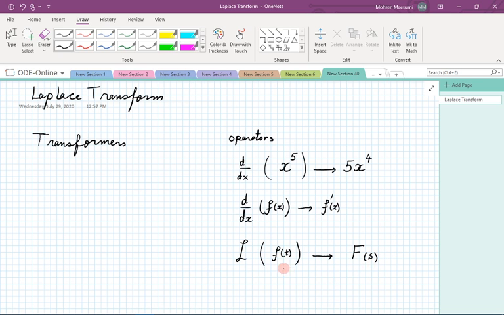It's going to be our customary notation that we are going to start with a lowercase letter here, and after the transform we are going to use the uppercase of that, and the input parameter is going to be t and the output parameter is going to be s.